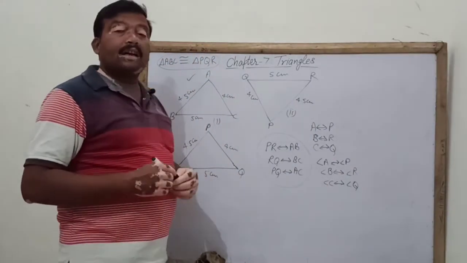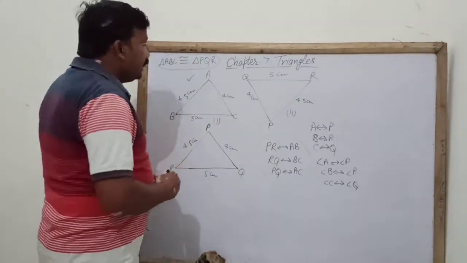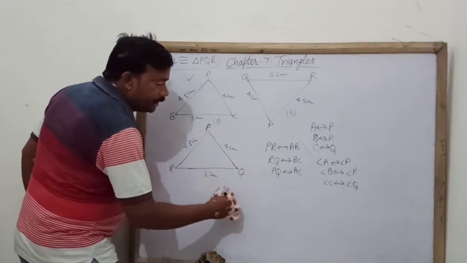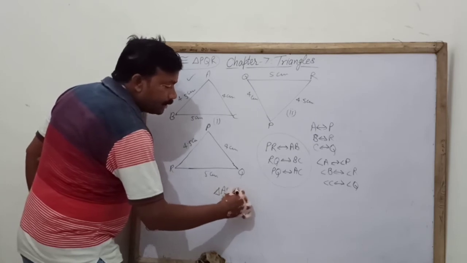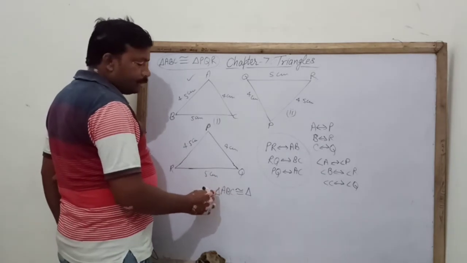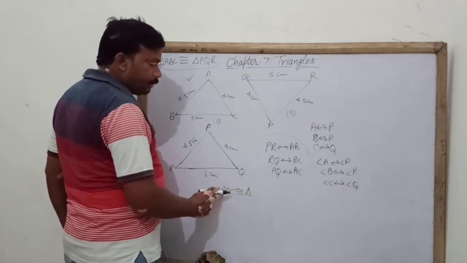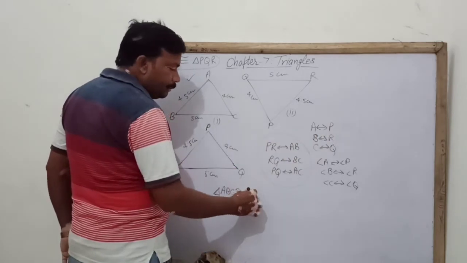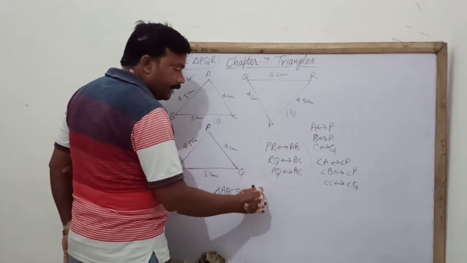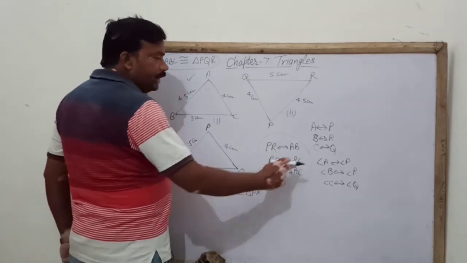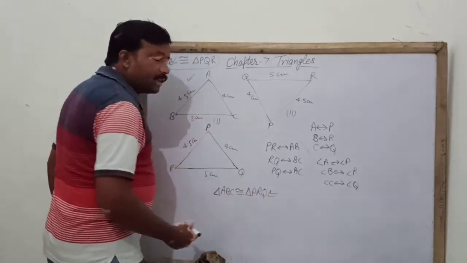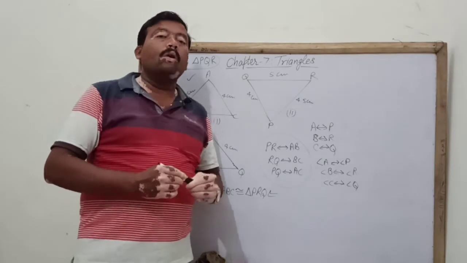Then we write the congruency of these triangles as: triangle ABC is congruent to triangle, now put the corresponding vertices here. Corresponding vertex of A is P, then write P. Corresponding vertex of B is R, then write R. Corresponding vertex of C is Q, then write Q. This statement is perfectly true.